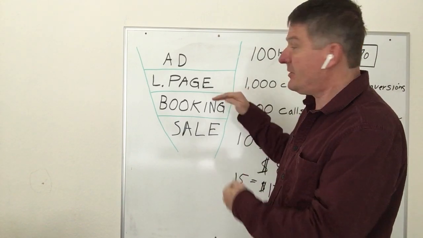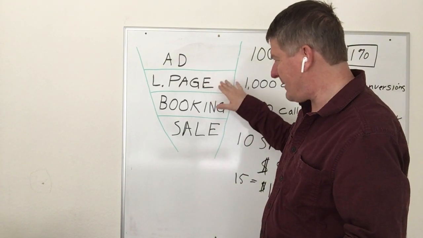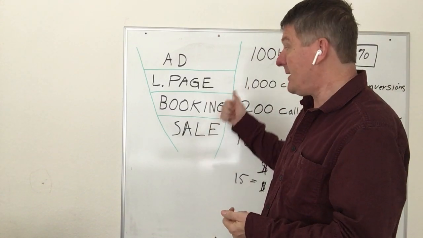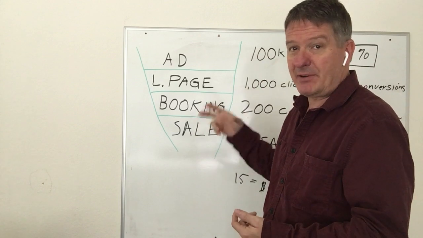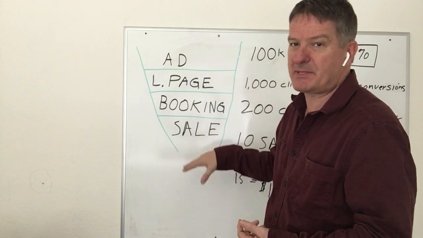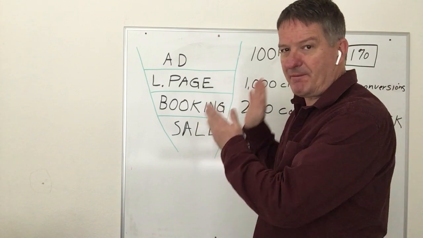Now there could be more steps in here. Your landing page could have 2 or 3 other steps in there. Nothing wrong with that. Your booking thing could be online, could be a phone call, could be a lot of different things, different processes in here. So this is 4 steps, but it could be 10 steps. So that we're clear what the funnel looks like.